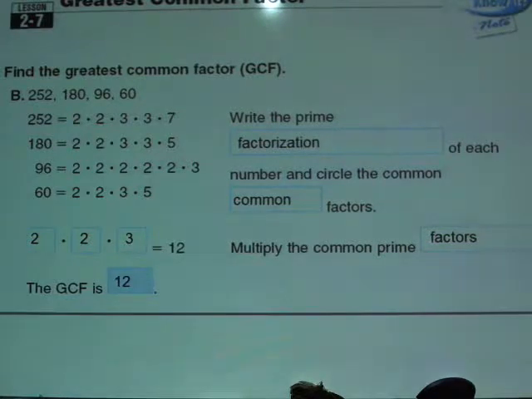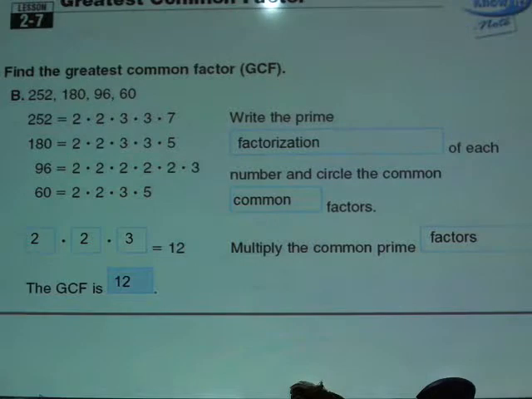So for 252, we worked out 2 times 2 times 3 times 3 times 7. For 180, we have 2 times 2 times 3 times 3 times 5. 96 is 2 times 2 times 2 times 2 times 2 times 3. 60 is 2 times 2 times 3 times 5. And again, the whole reason we're doing that is because that's the technique we're going to use to find the greatest common factor. Realize if we were listing factors here, we'd have to list the factors of all 4 of those numbers and then find the biggest number that's on our list.